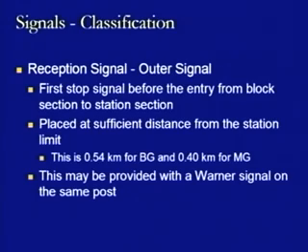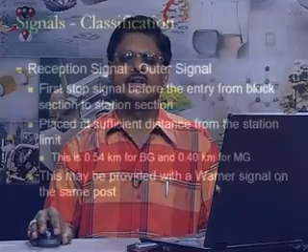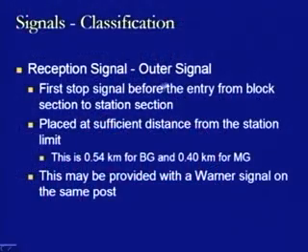And this may be provided with a Warner signal on the same post. It means it may be working in combination or individually on the same post on which it is being provided with another type of signal or caution signal. In that sense, it will define that you are moving with caution and still you are provided with the proceed condition.